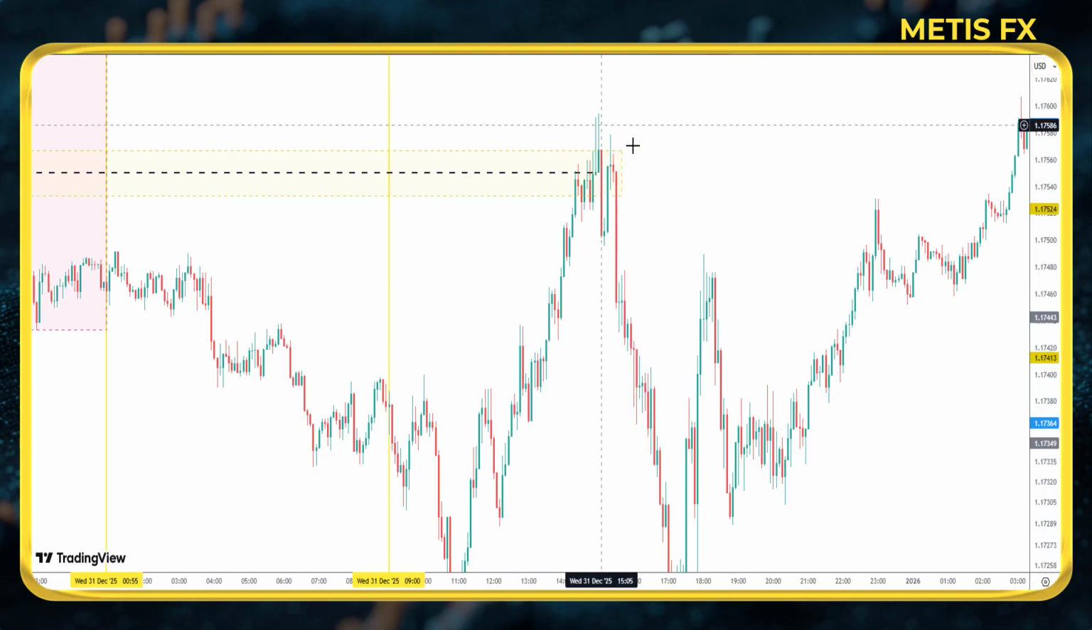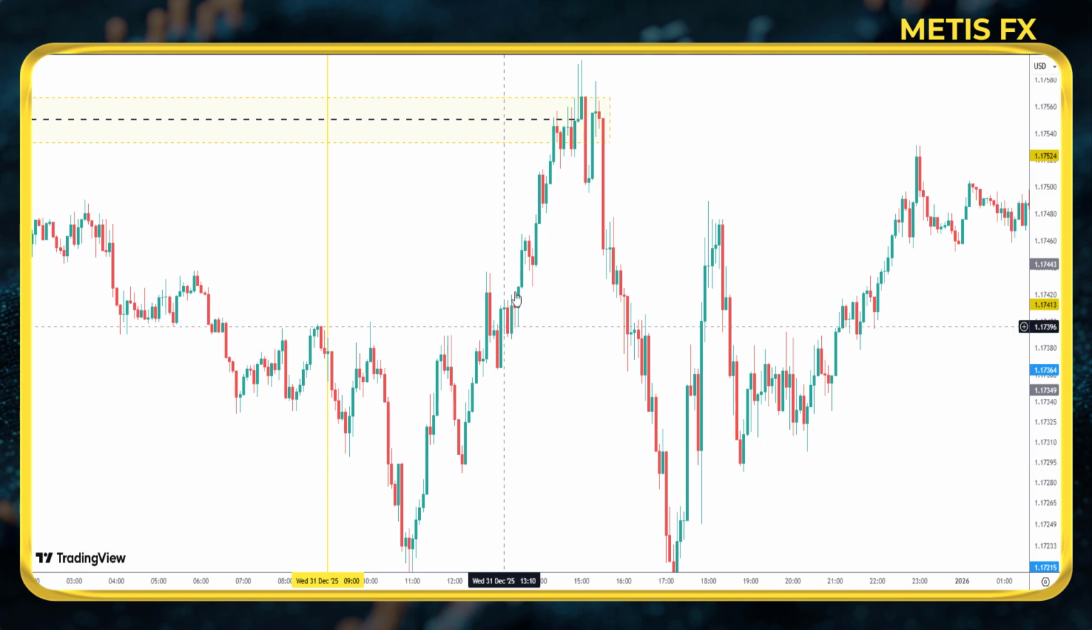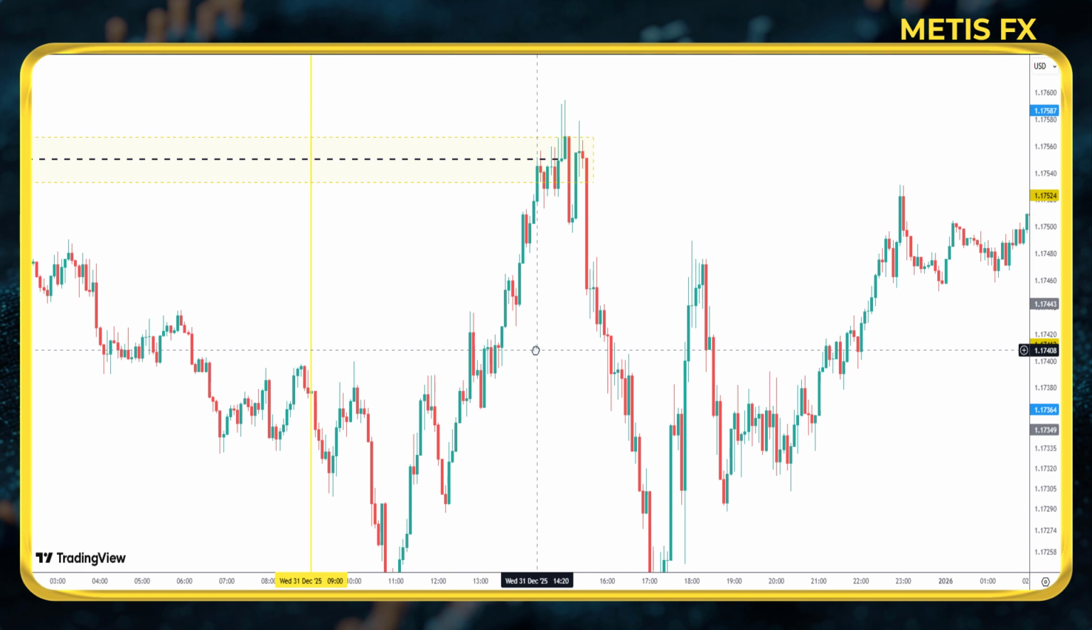Now we have a zone and a specific time for trading, which is after 9 a.m. At this point, we only need to wait for the price to reach our zone so we can trade. But here we have a big but, a very important point.